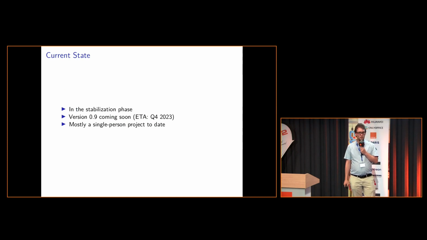Okay, so at the moment, there's been a lot of work for this version. Most of the code has been written, and there's still some stuff to do, but it is a stabilization phase. I expect the next release, 0.9, to come by the end of the third quarter or before the end of the year at least, with the ActivityPub gateway and the audio-video call. It has been mostly a single-person project to date.